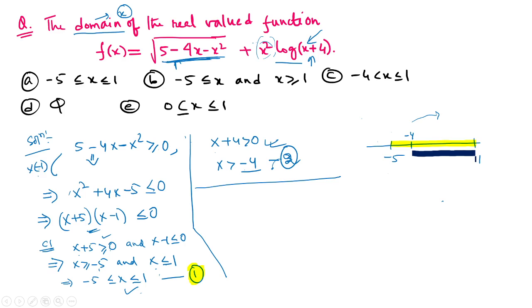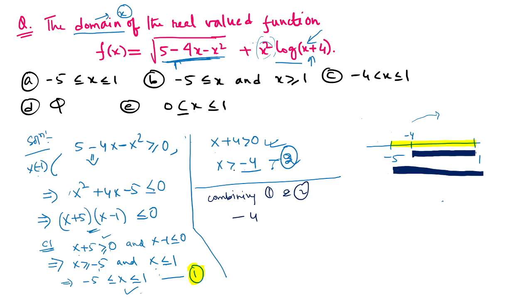What is the common region? This one says from minus 5 to 1, and this one says from minus 4 to 1. So if you combine these two regions, combining 1 and 2, what is the region?